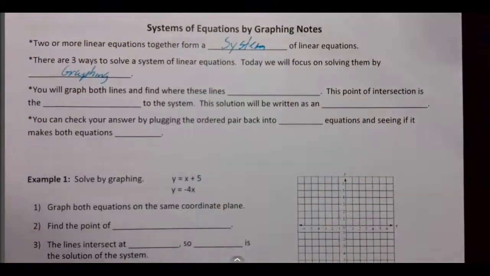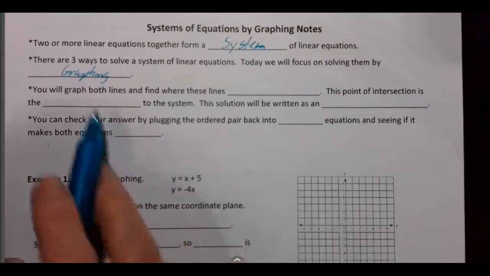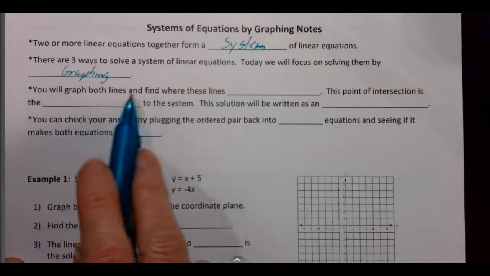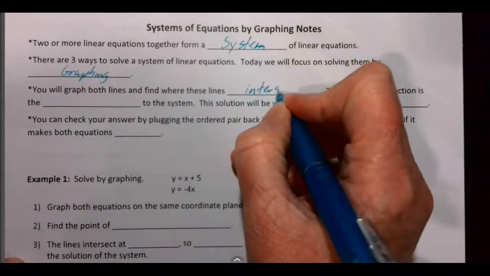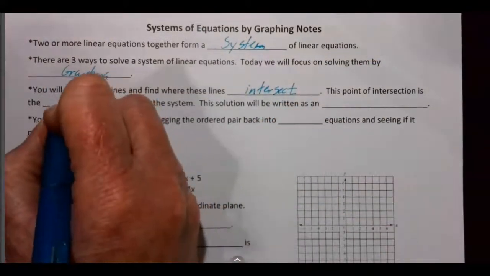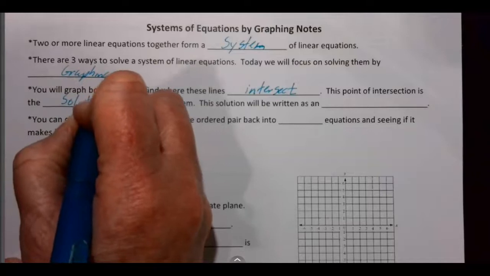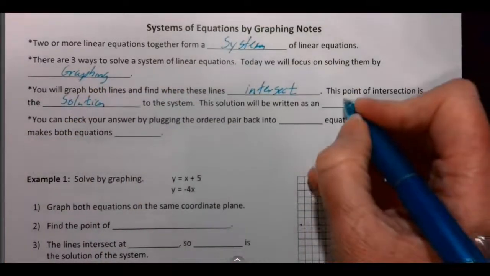And we're going to use slope and y-intercept. It's a piece of cake, especially after the unit on graphing. This won't be any problem. We're just going to graph using slope and y-intercept. Nothing too difficult. You will graph both lines and find where the lines intersect. This point of intersection is the solution to the system. This solution will also be written as an ordered pair.